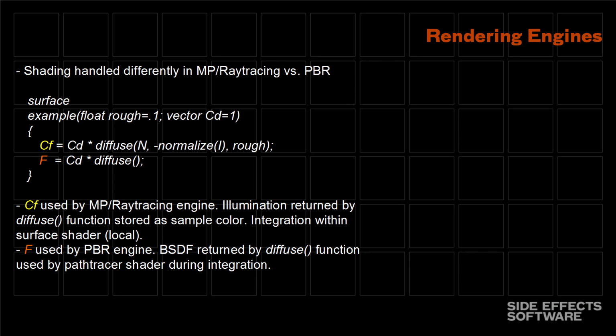And so there's a bit of compositing that's happening there. It's a scalar times a BSDF. And there are classes for handling scales on top of BSDFs and how that affects the actual final sampling of that BSDF. So if we look at CF, the illumination is returned by the diffuse function. It's stored in the sample color. And the integration happens inside the actual surface shader. So there's no actual global context that's happening there. All the evaluation is happening in the surface. Whereas in the PBR engine, F returns the BSDF, and it's used by the path tracer, which we'll look at a little bit later, during the actual light integration stage.